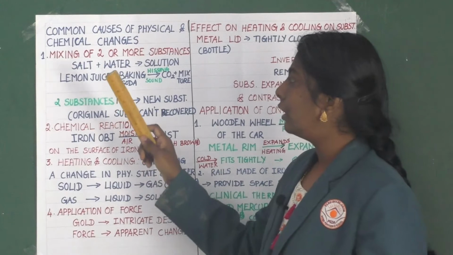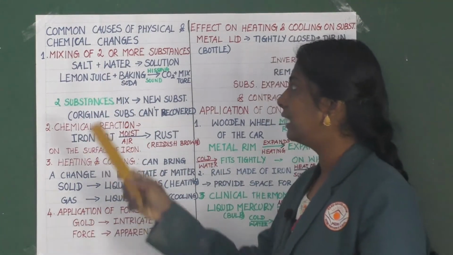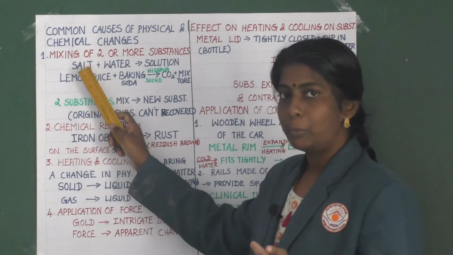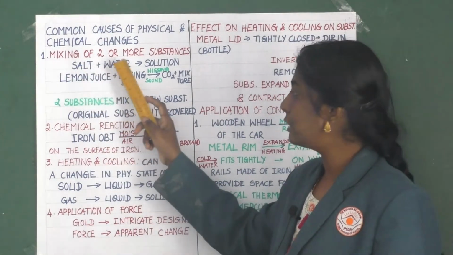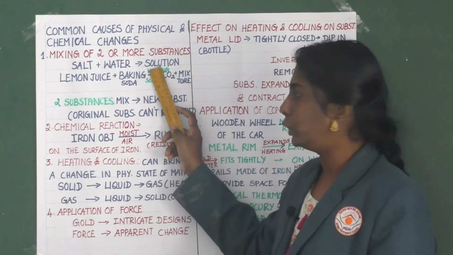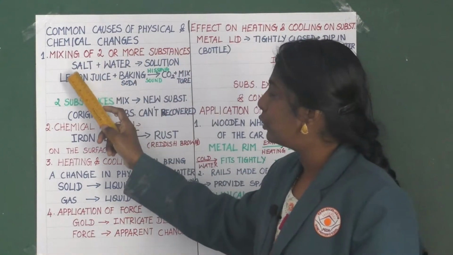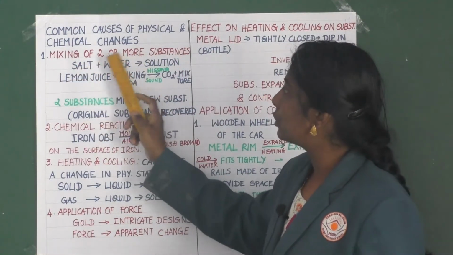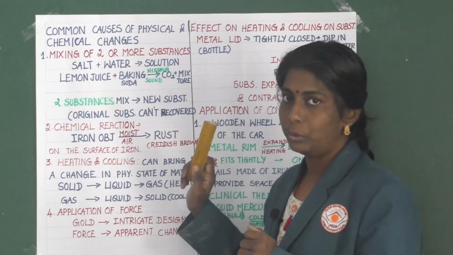So, now about physical change. We are going to learn about a physical change, that is when some amount of salt is mixed with water, the product you are getting is a solution. Okay. So two or more substances are mixed together to get a solution, which is a physical change.